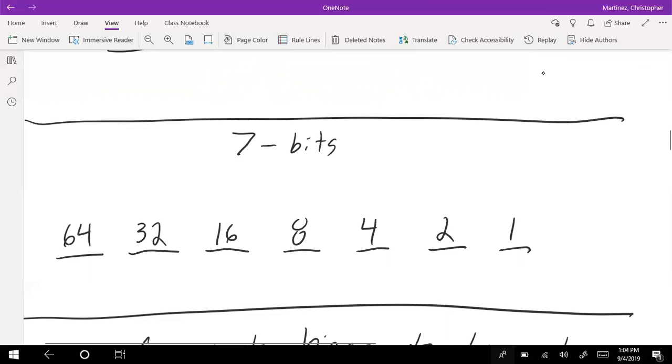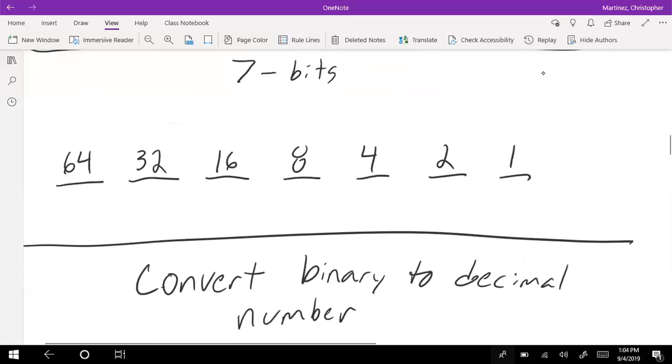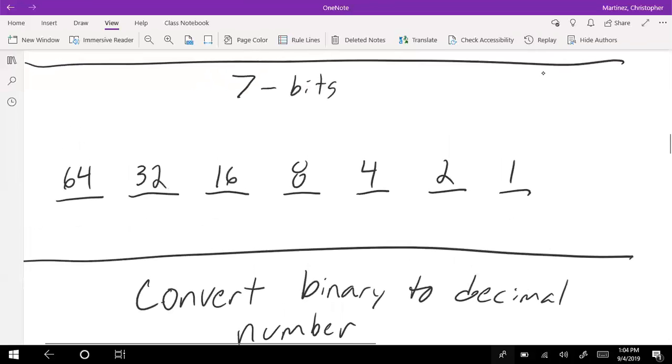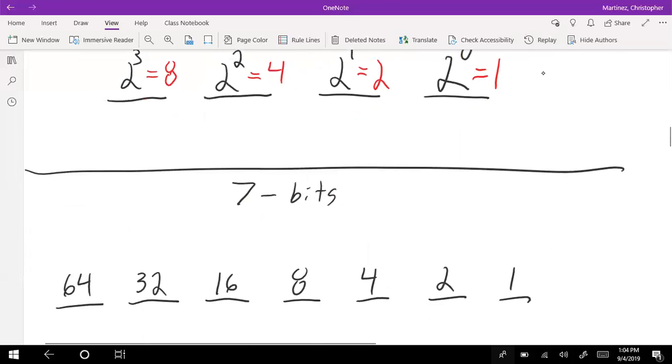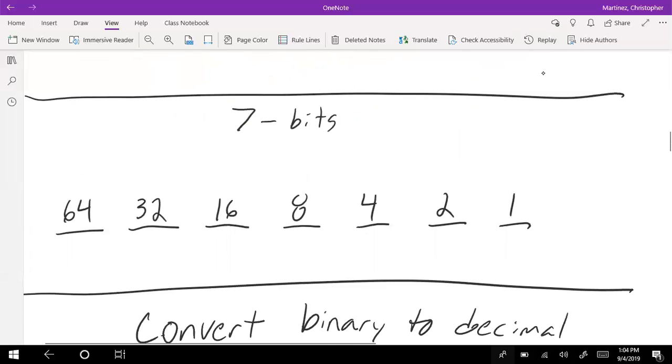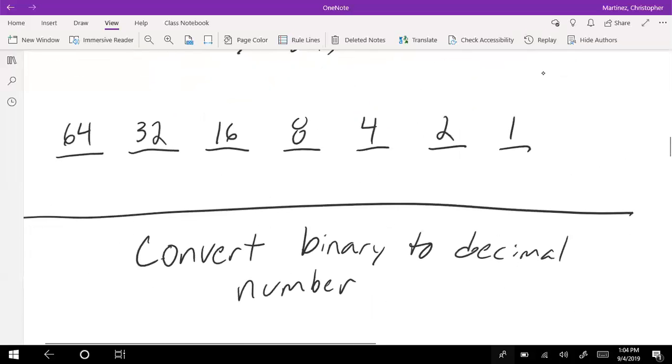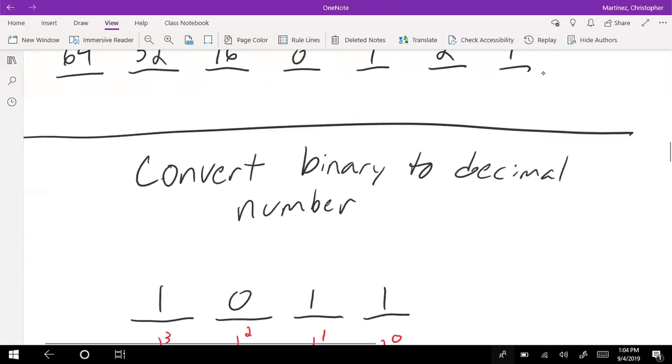2 times 2 gives us a weight of 4. 2 times 4 gives us a weight of 8. 2 times 8 gives us a weight of 16. 2 times 16 will give us a weight of 32. And 2 times 32 would give us the weight of 64. So now that we have an idea of what the weights are, let's figure out if I was to give you a binary number, what number that would be in decimal.